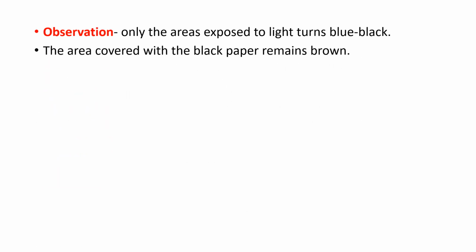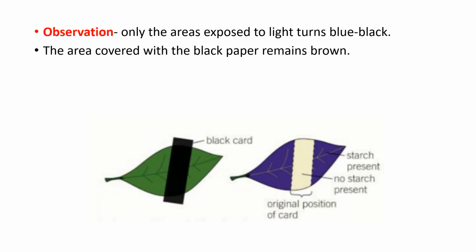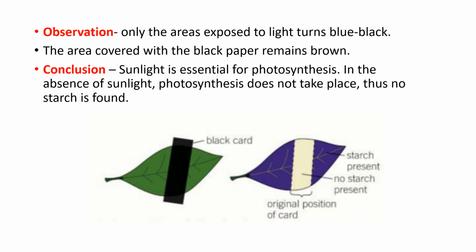Observation: only the areas exposed to light turn blue-black color. The area which was covered with the black color paper remains brown. This concludes that sunlight is essential for photosynthesis. In the absence of sunlight, photosynthesis does not take place, thus no starch is found in the area which was covered with black paper.